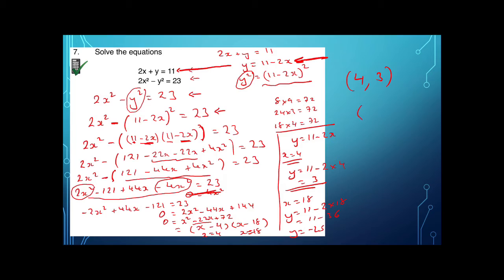And so we have that it goes through 18, negative 25.